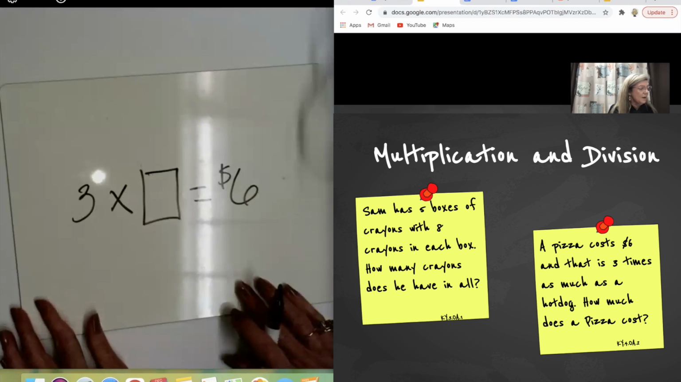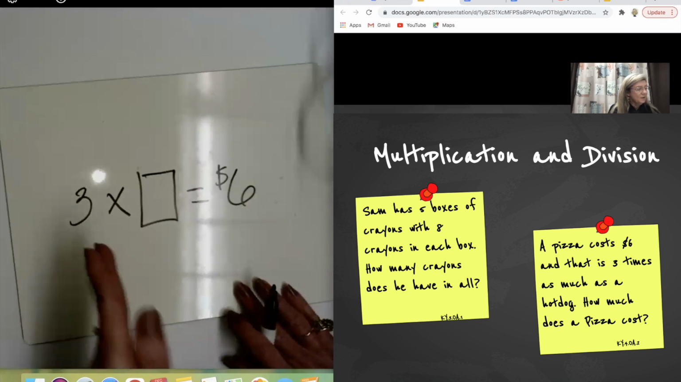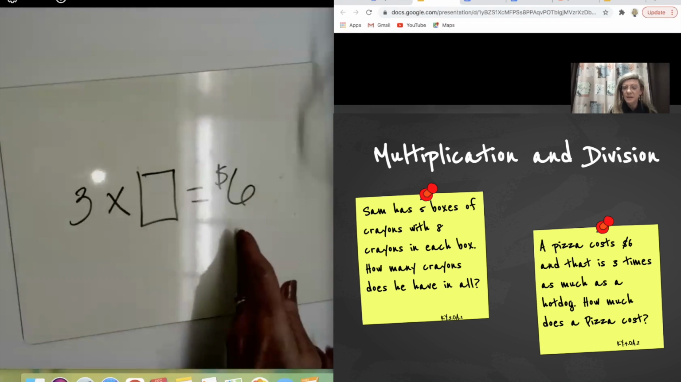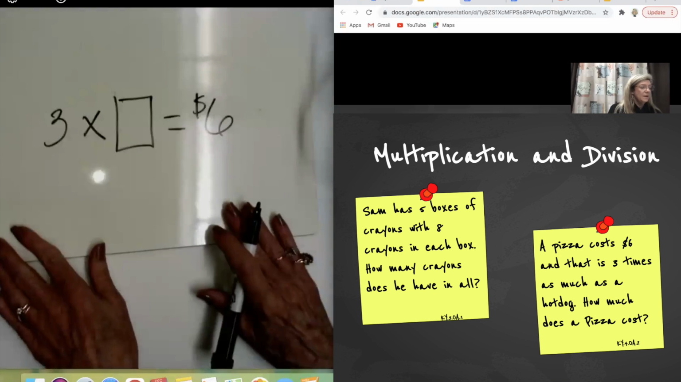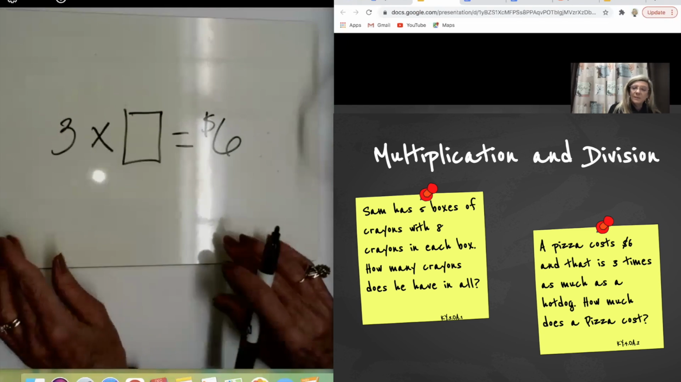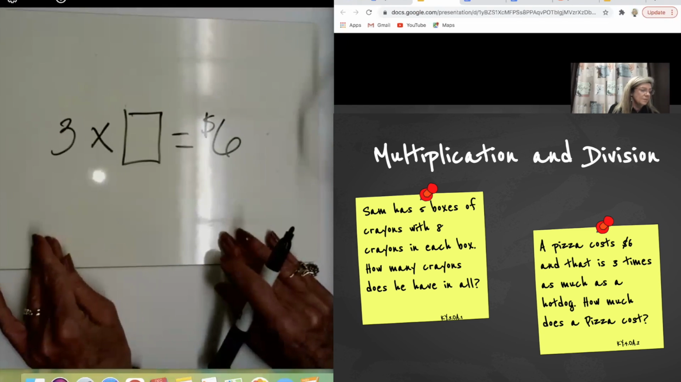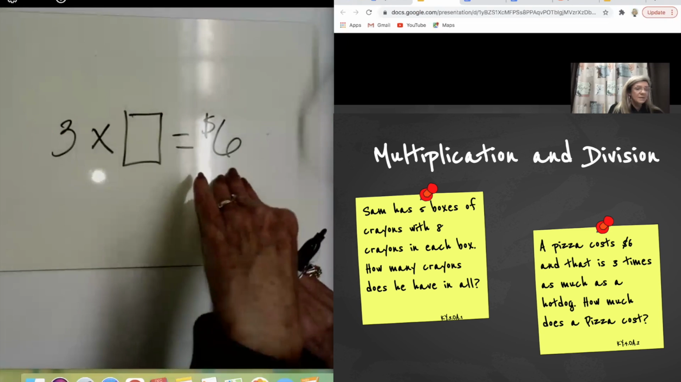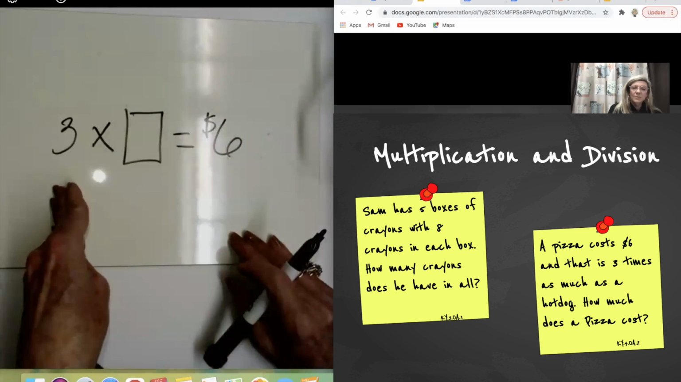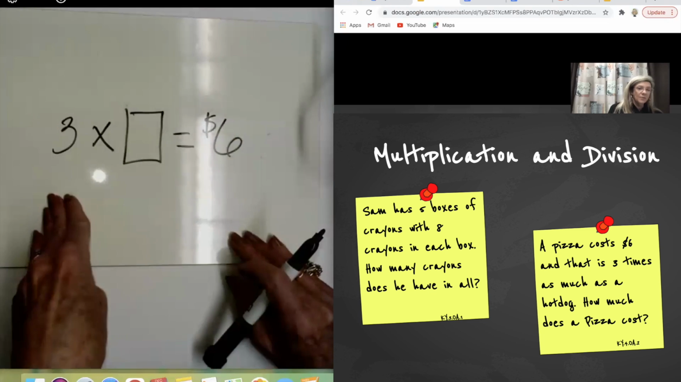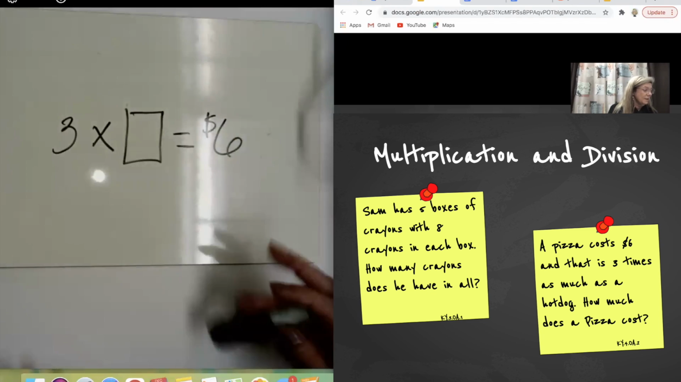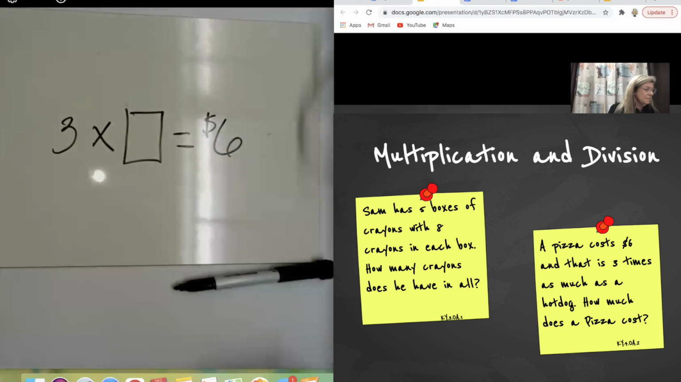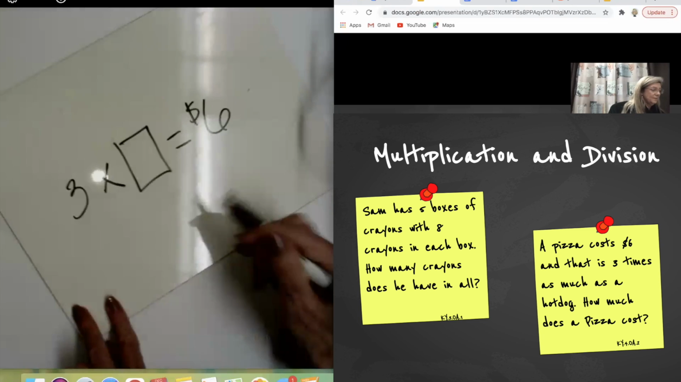So the kids have to think about 3 times, 3 groups of what will equal 6. So they can do that different ways. They can think about the fact family with multiplication and division, and they can think about, okay, 6 divided into groups of 3 would be how many groups, or 6 divided into 3 groups, how many would be in each group. They can just model it and see. They can make 3 groups.